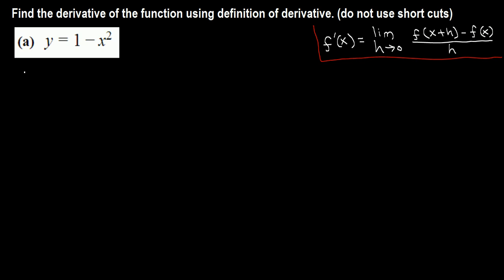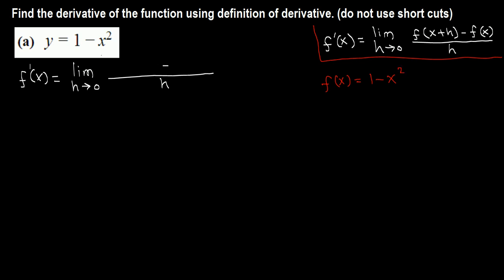So y prime or f prime of x, doesn't matter, the derivative is given by this limit as h goes to 0, of f of x plus h minus f of x, over h. So let me work over here. Our function is given by 1 minus x squared.